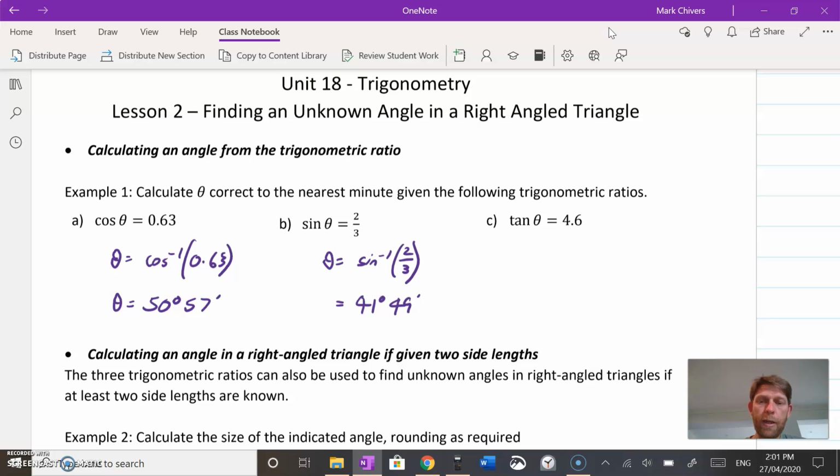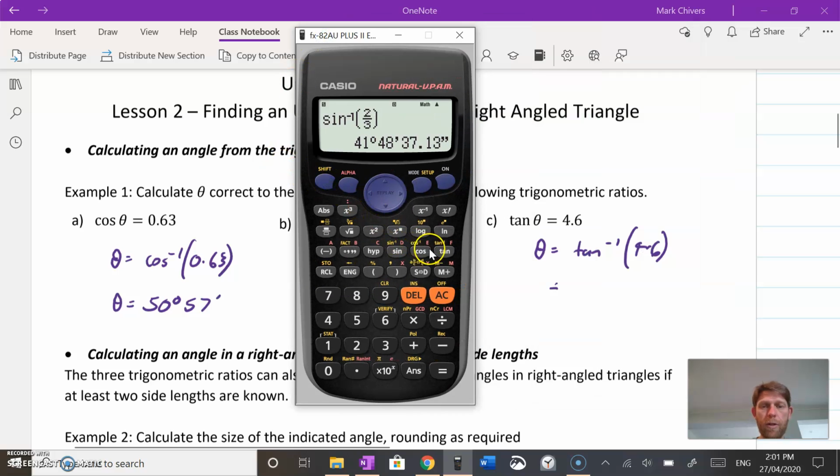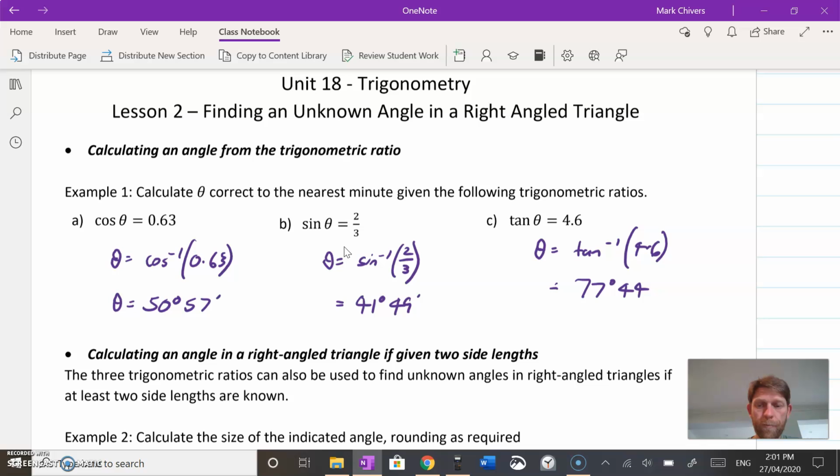Okay, and the final example here: if tan theta equals 4.6, then theta equals tan to the -1 of 4.6. We'll put that into our calculator. So tan to the -1 of 4.6. And that's going to give us an answer in decimals. We change it to degrees, minutes, so we've got 77 degrees, 44 minutes and 6 seconds. 6 seconds does not round up. It stays where it is. So 77 degrees, 44 minutes.